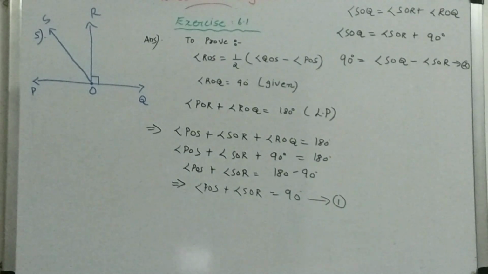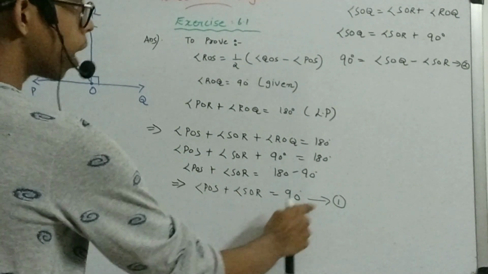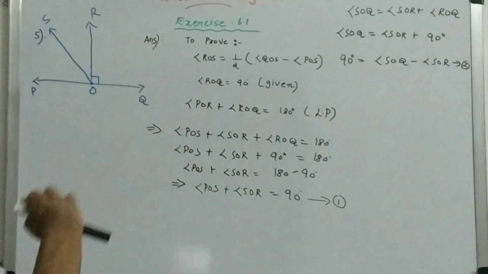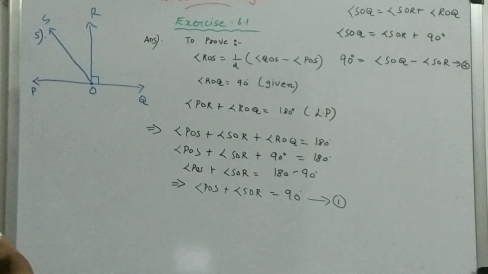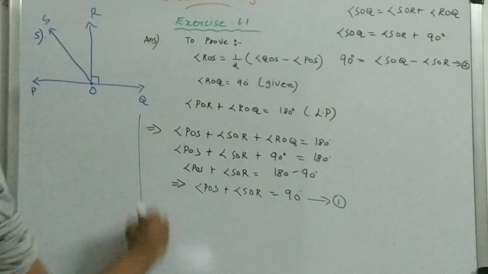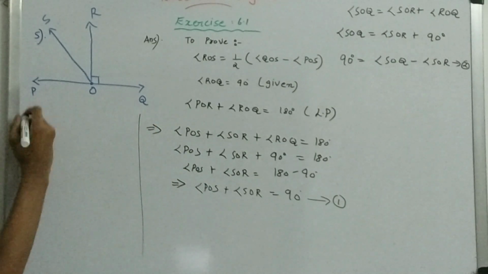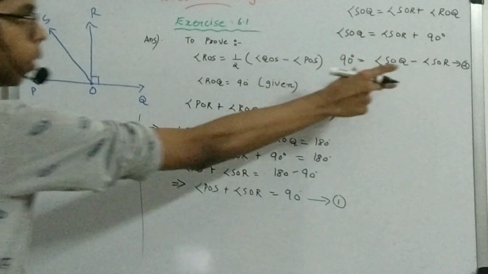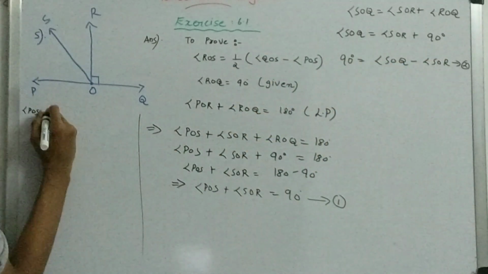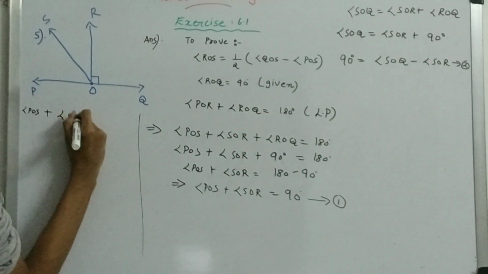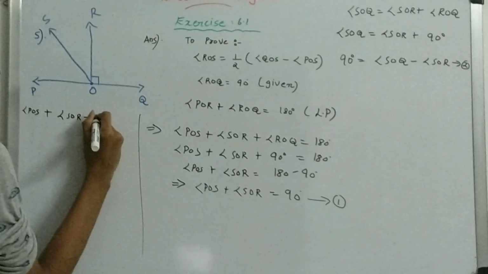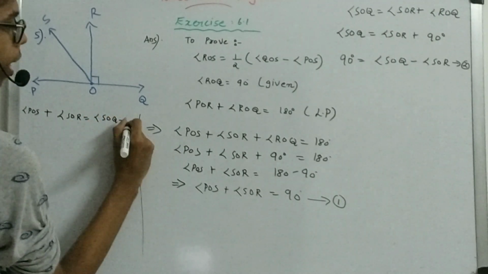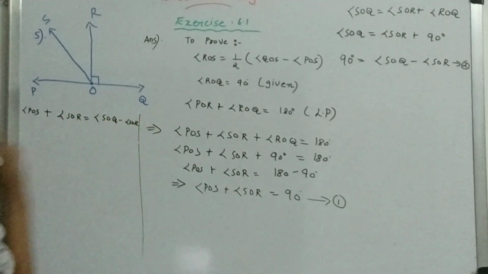What can we do? Now since both equation 1 and equation 2 are equal to 90 degrees, we can equate them to each other. So when you equate, you will be getting angle POS plus angle SOR is equal to angle SOQ minus angle SOR.